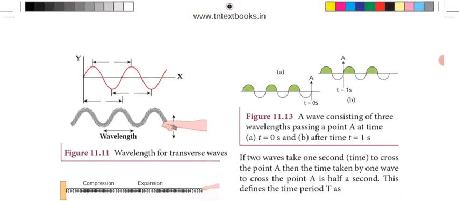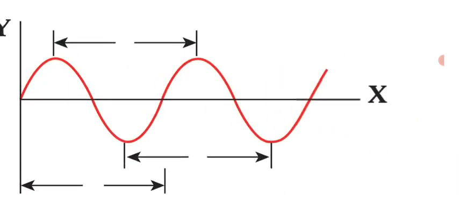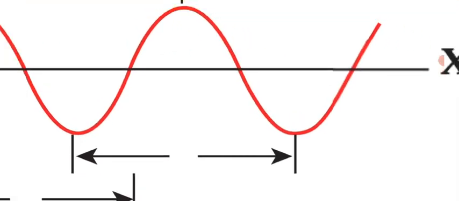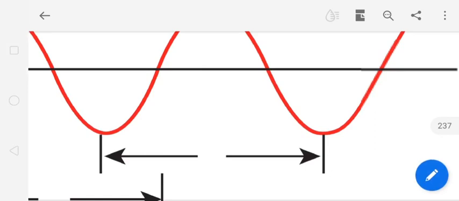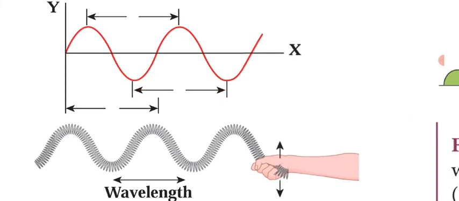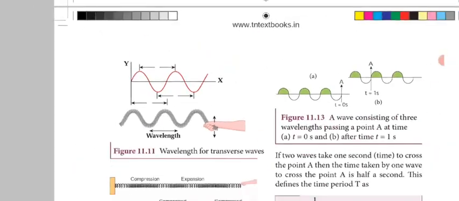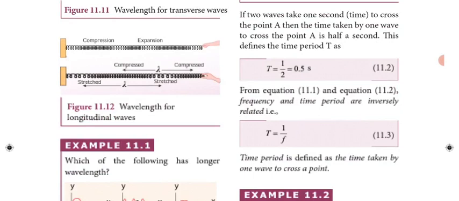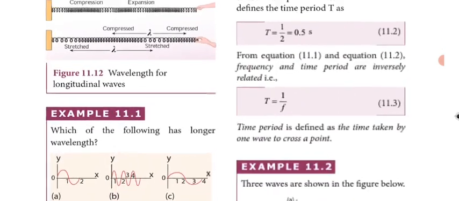What is the next step? Some diagrams are given for the wavelength, so that you can understand what a wavelength is. Here, from peak level to peak level is lambda. Here also, peak to peak is lambda. So it is very clearly given. In the next diagram, in this spring, from this level to this level is a lambda. This is for the transverse wave. For the longitudinal wave, lambda is from stretched to stretched, or from compression to compression. That is the wavelength of the longitudinal wave.